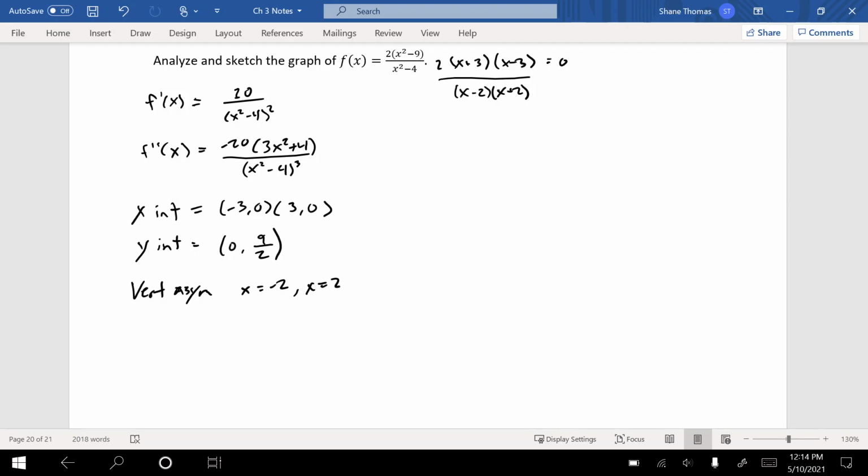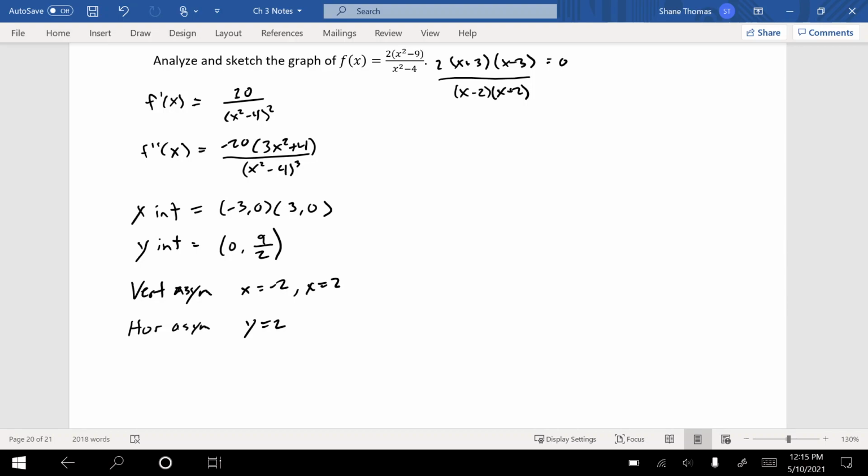Horizontal asymptotes. Horizontal asymptotes, you would take the coefficients of what's given. What's the coefficient up top? It's 2, right? So I have a horizontal asymptote at y equals 2. The graph can't touch a vertical asymptote. It's like an invisible wall that's a barrier.